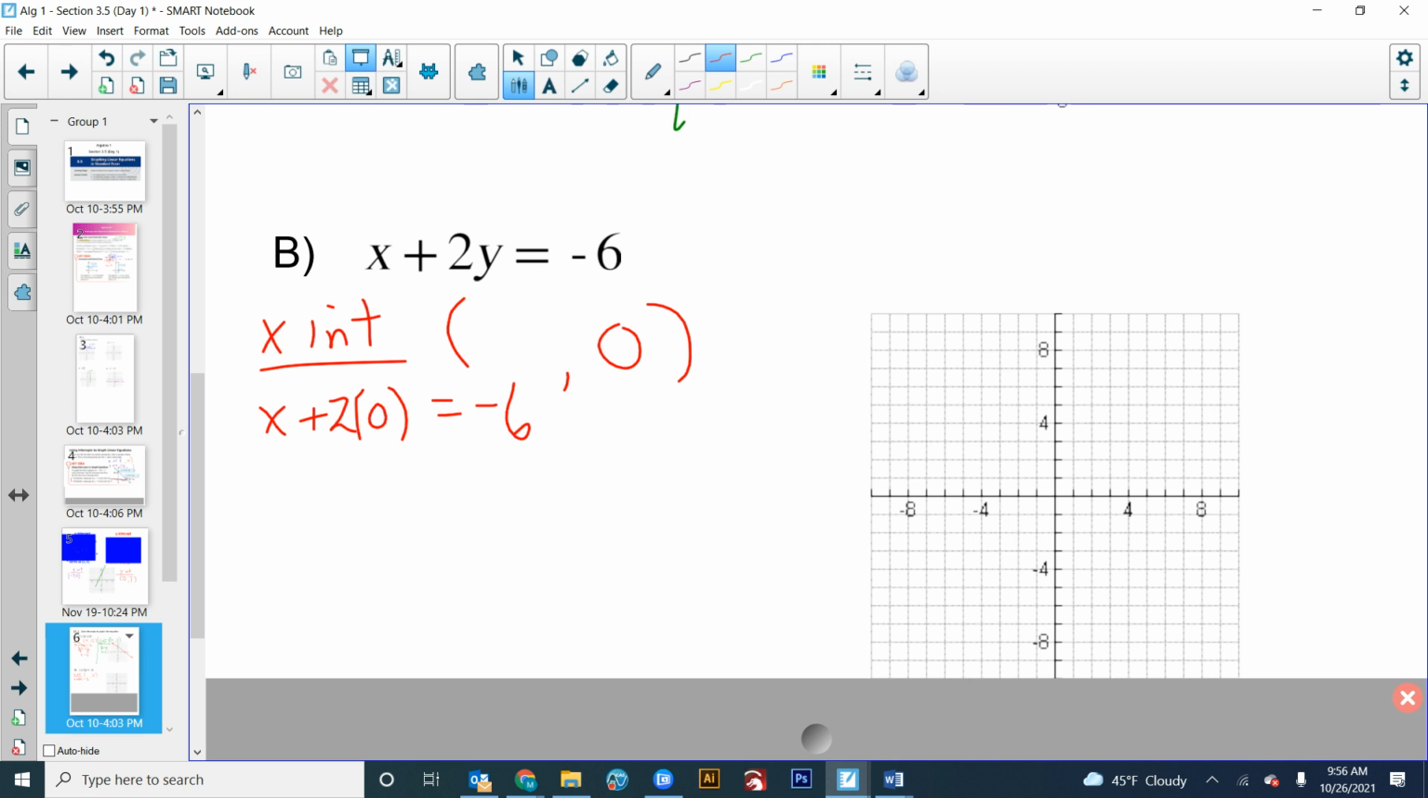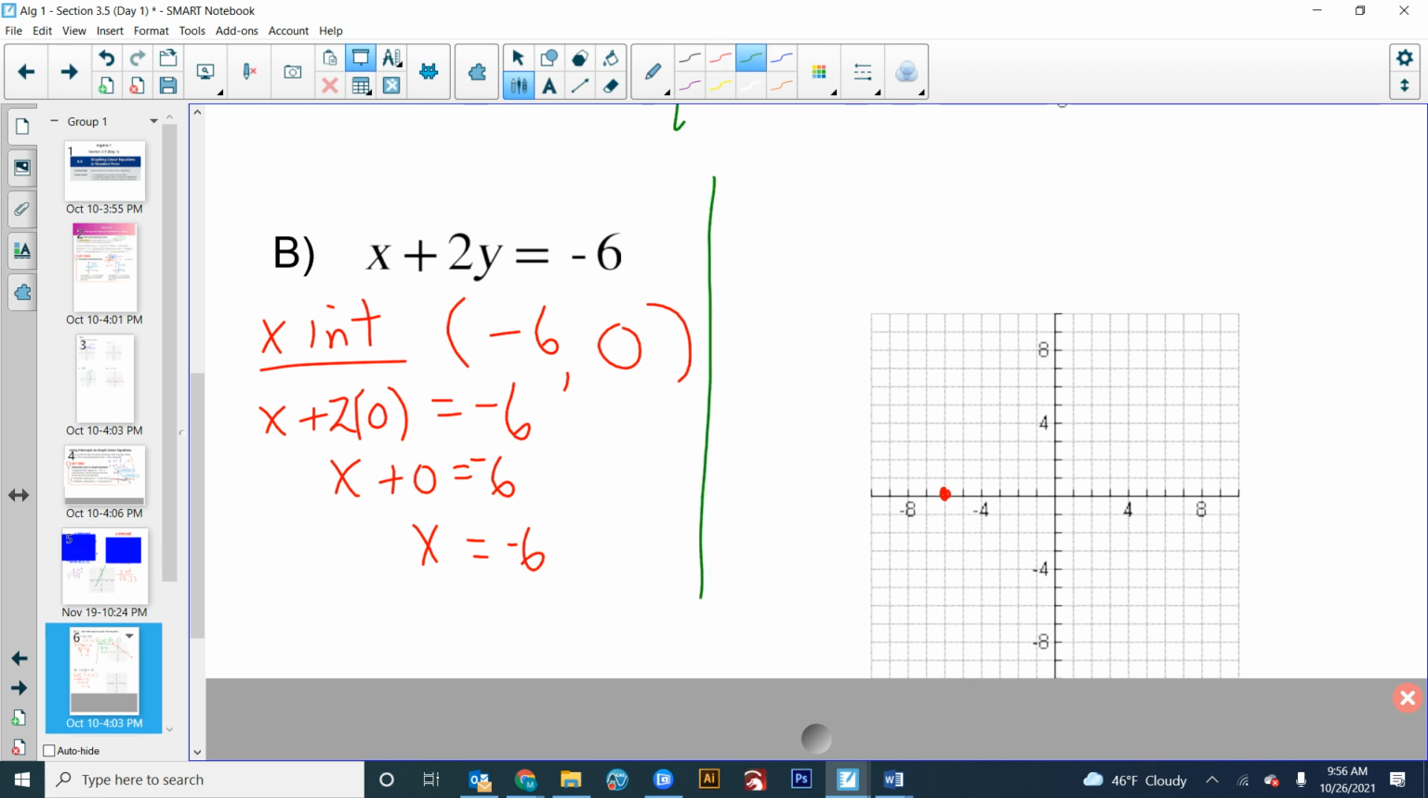I'm done. All right, guys. Okay, 2 times 0 is 0, right? It just kind of goes away. Whoops, that's negative. It's -6 is x. So my x-intercept is (-6, 0). Right here. There we go.